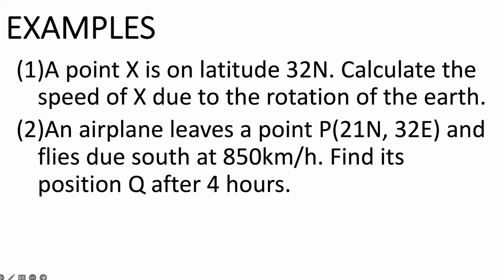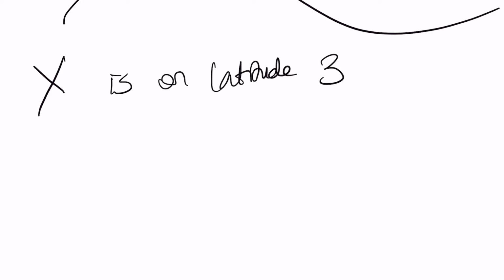Our first example today says a point X is on latitude 32 degrees north. Calculate the speed of X due to the rotation of the Earth.